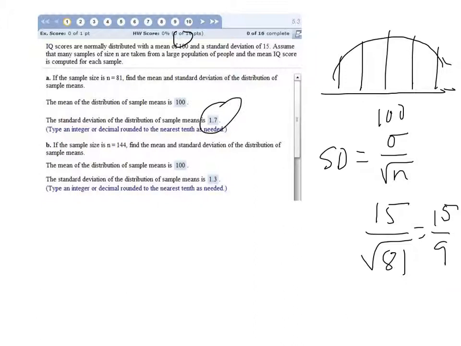So you'll get a different value if you have a different sample size, and you'll just have to replace 81 with whatever your sample size is. Now again, that's the same deal here.